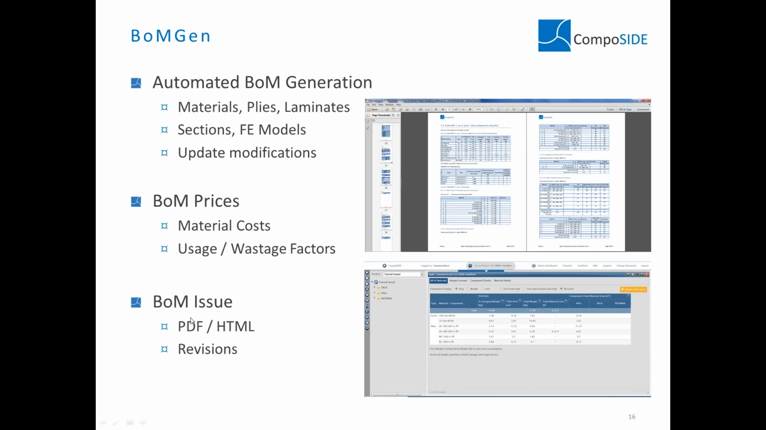And similar to reports, the bill of material can be issued in PDF, HTML, and supports a number of revisions, so that when you share the HTML link, you're sure that the people going to this address will always have the latest and updated bill of material for your project.